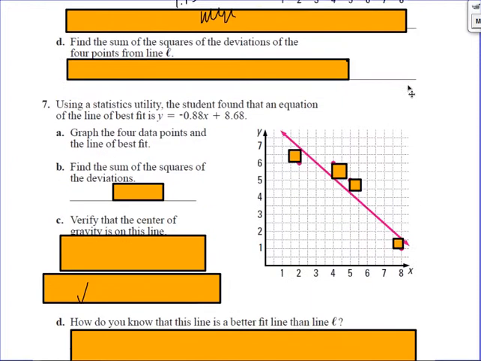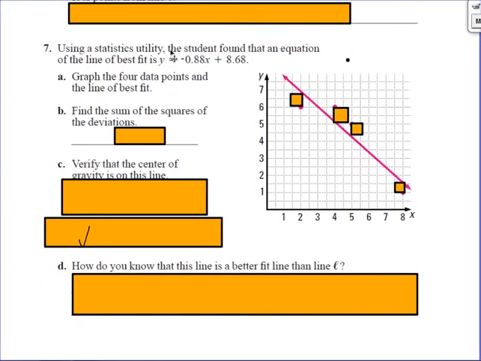Alright. For number 7, using a statistics utility, the student found that an equation of the line of best fit is negative 88/100 x plus 8.68. So we're going to graph the 4 points and the line of best fit. Okay, so that was pretty much done right here. If you need help with graphing a line, you can go back to Algebra 1. So here's our line of best fit, and here are our 4 data points.